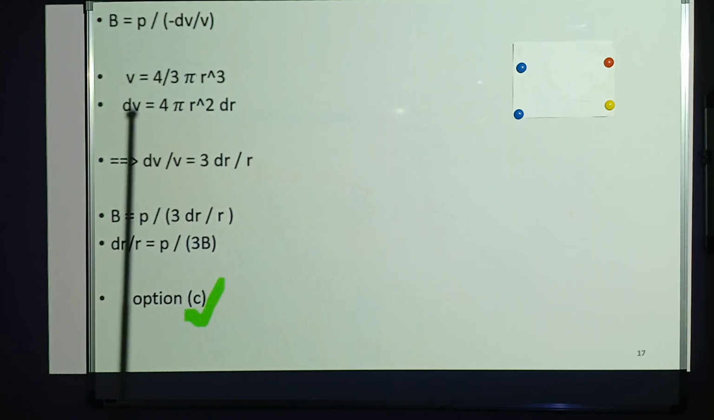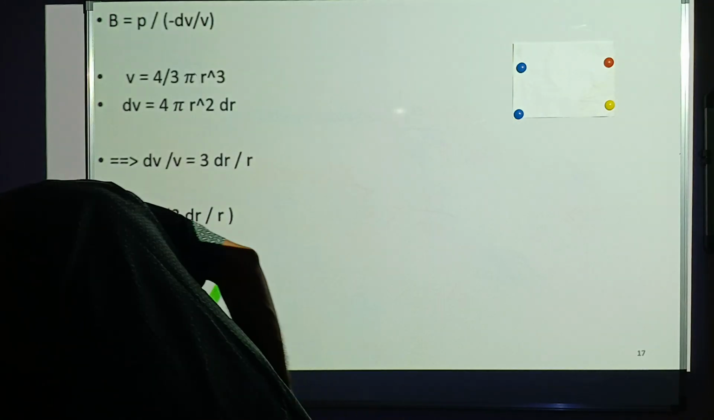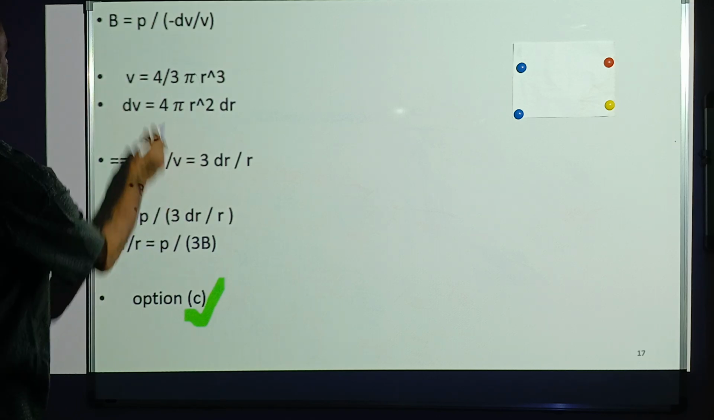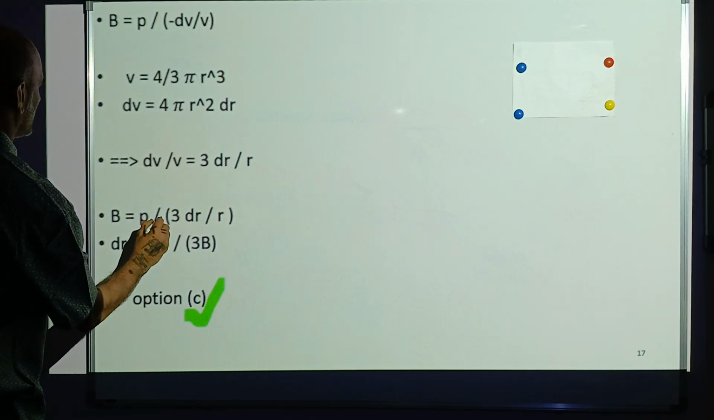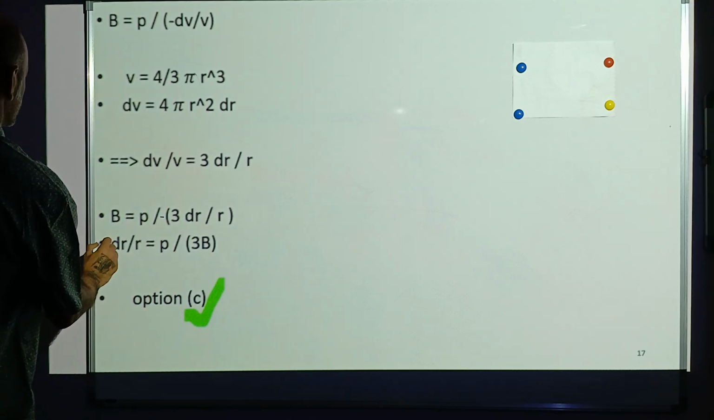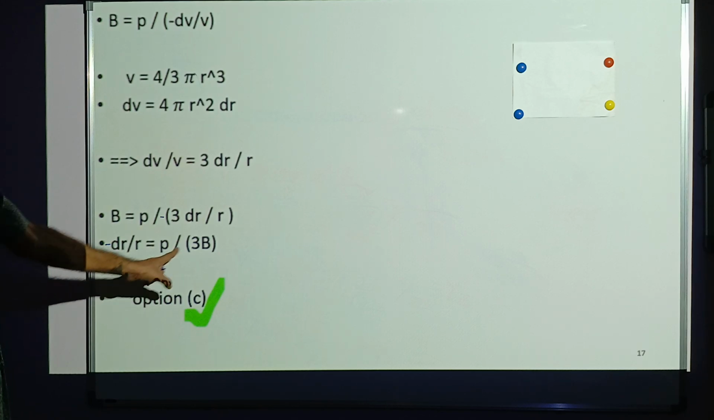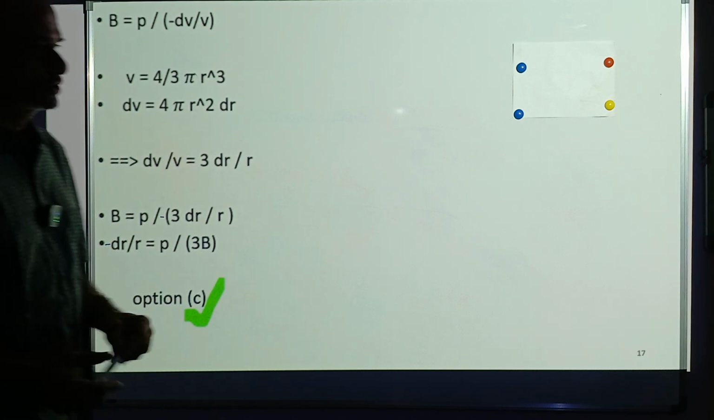So from this, the fractional change in the volume, dividing these two, is thrice the fractional change in the radius. So using this thing here, dV by V is 3 times dr by r. So this minus sign, I'll put it here. So this minus dr by r is P by 3B. Since the thing is getting compressed, dr is negative, so this will make it positive. Correct option is option C.